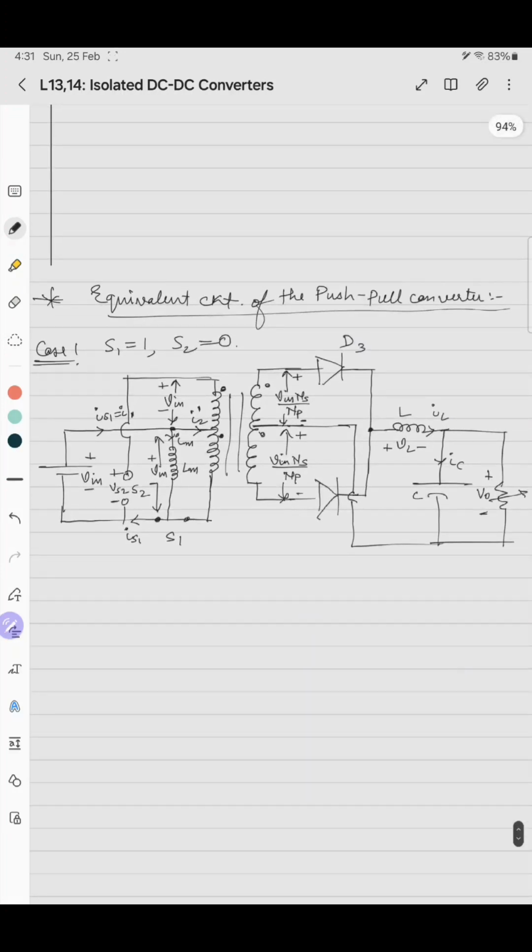So D3, D4. This is ID3, ID4. This is VD3 plus minus, and this is VD4 plus minus. So I think this is the equivalent circuit of the diode.